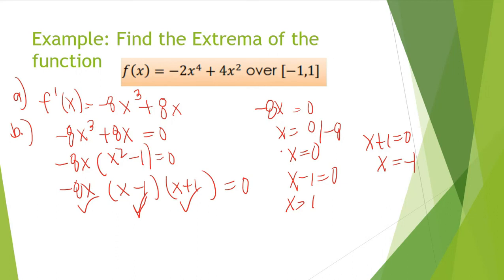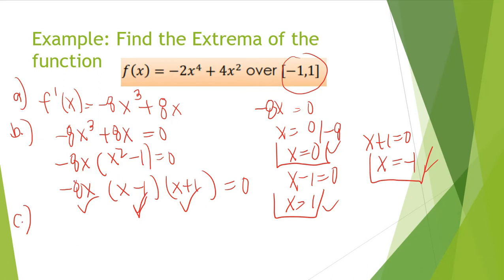So we have 3 critical points: x equals 0, x equals positive 1, and x equals negative 1. Now we determine if these 3 critical points are within the closed interval [a, b], which is [-1, 1]. We notice that these 3 critical points are included in the closed interval [-1, 1].